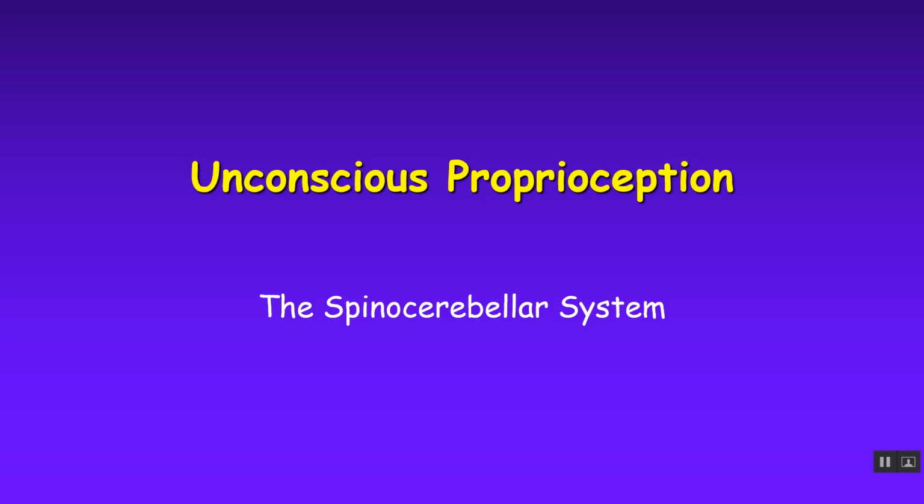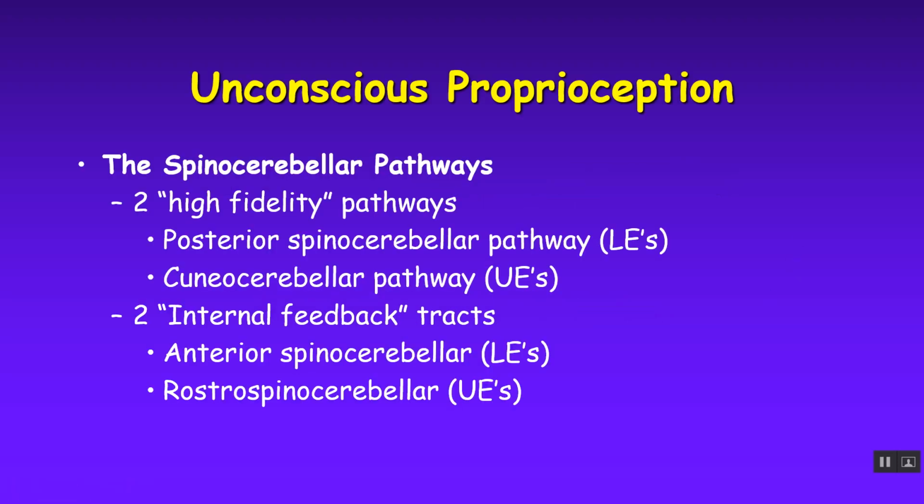So collectively, these are spinocerebellar tracts. They start in the spinal cord and go to the cerebellum. So, unconscious proprioception: we have spinocerebellar pathways. We have four of them. Two of them are what's called high fidelity pathways that bring in the proprioceptive information from the actual extremities, the limbs, about what's happening in those muscles and tendons and joints. That's bringing in lots of high fidelity information, okay? And they start out in the periphery, in your joints.